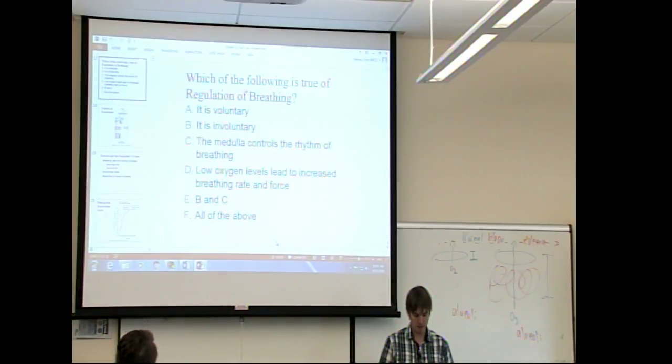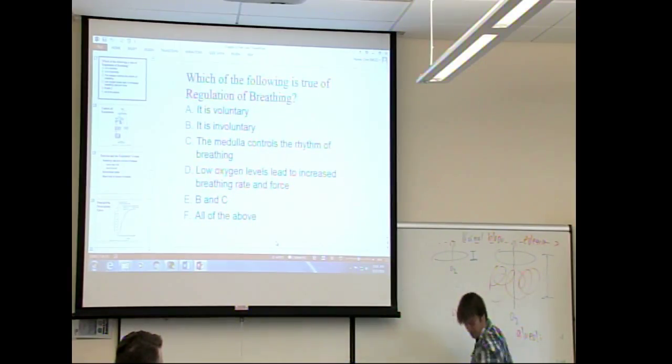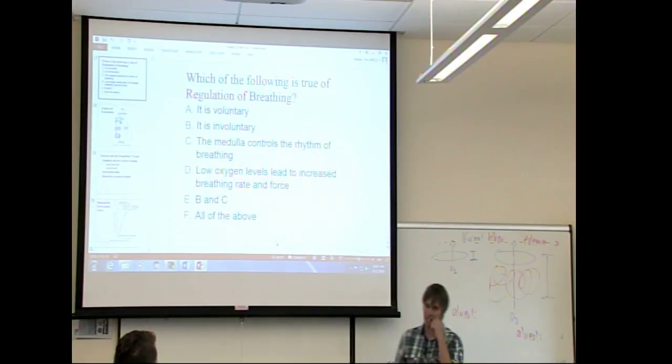All right, what about 24? Explain how the body ensures that food is properly digested. Any ideas? Yeah, so you're right. So there's two main things. That's the first one. The pyloric sphincter is very small, so anything that's large can't get through there. Does anyone remember the second one?